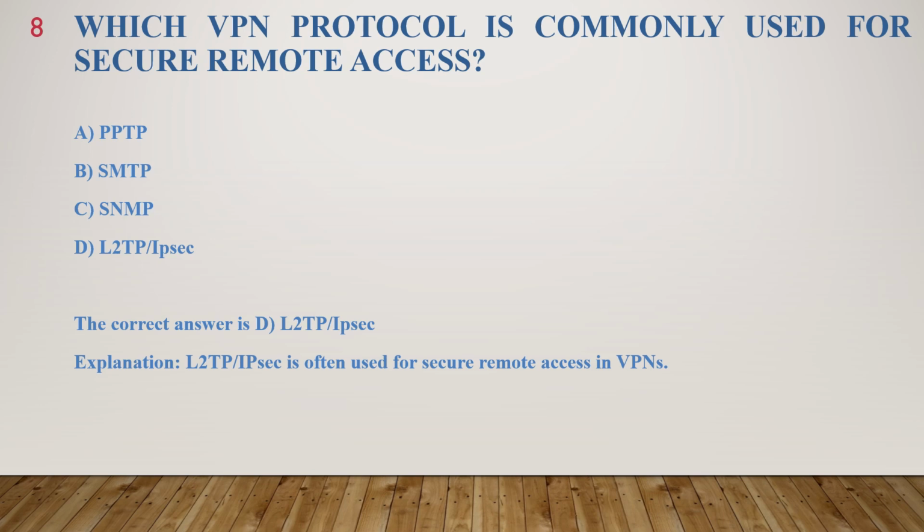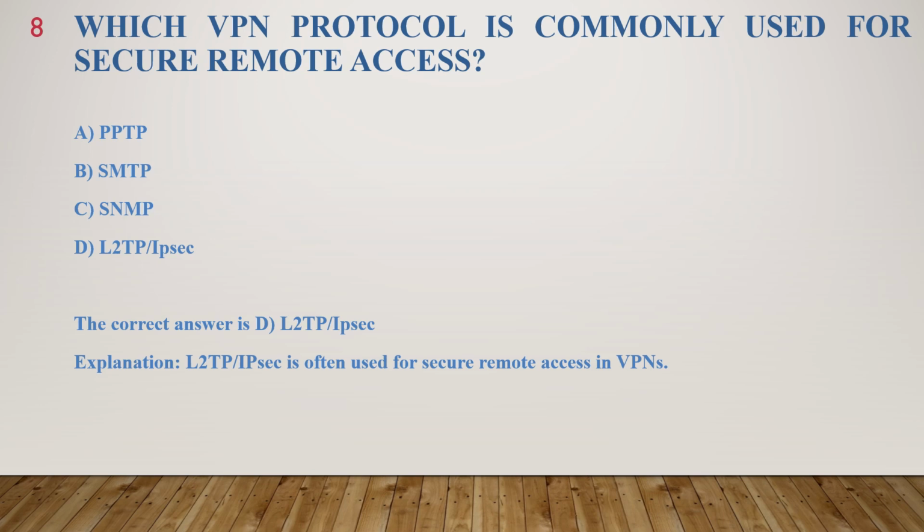A. PPTP, Point-to-Point Tunneling Protocol. Advantages: simple, widely supported, fast. Disadvantages: insecure. Uses outdated encryption methods easily cracked by attackers. Not recommended due to its serious security vulnerabilities.